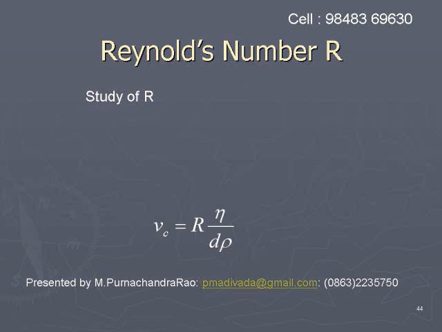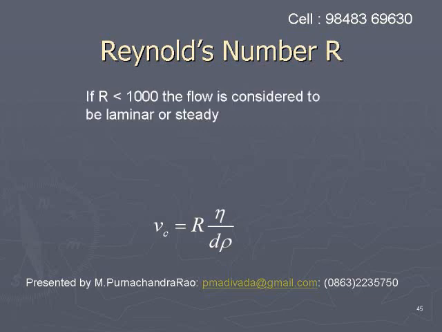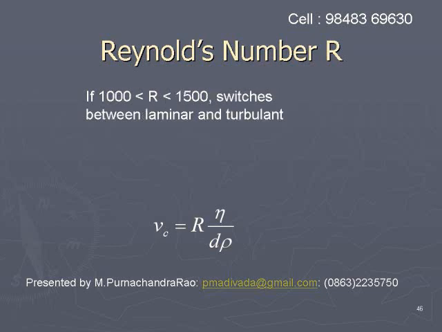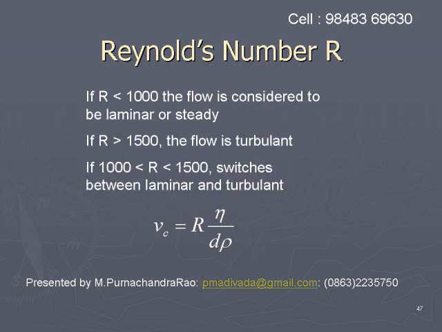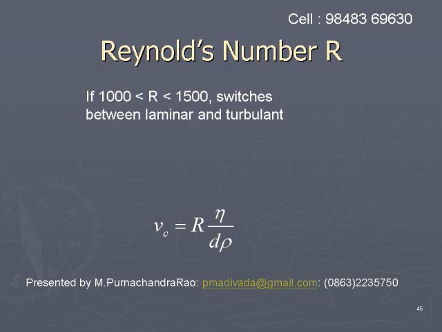For a value of R less than 1000, the state of the liquid is considered as steady state flow or laminar flow. If the value of R is greater than 1500, then the state of the flow is known as turbulent flow. If the value of R lies between 1000 and 1500, then it is the transition state from steady to turbulent. Like this, we express mathematically the state of flow of the liquid.